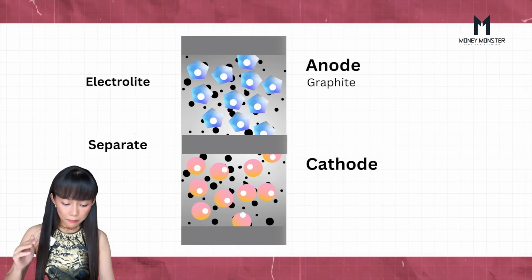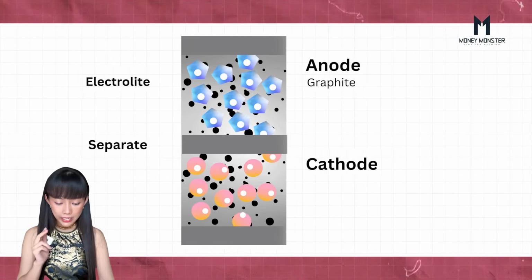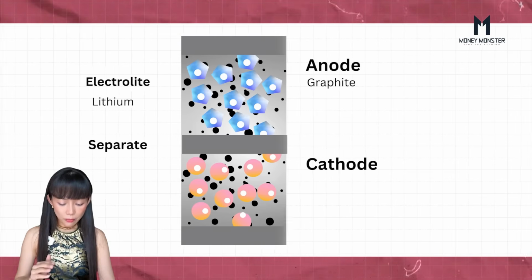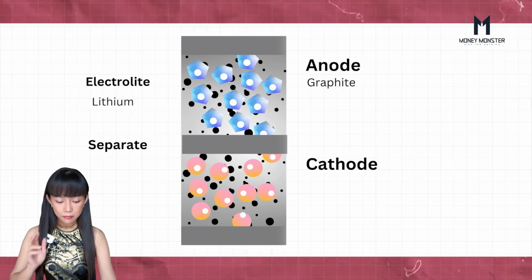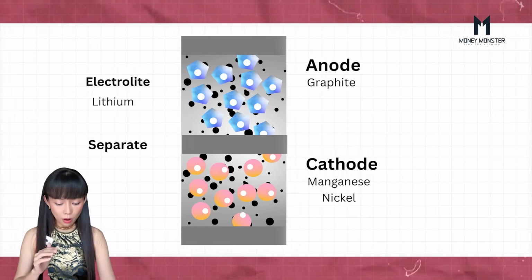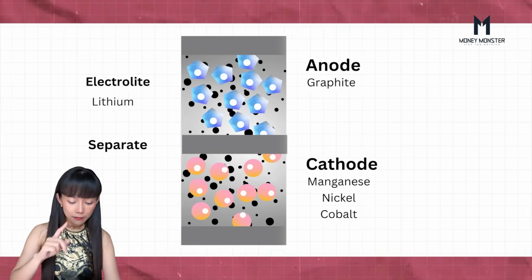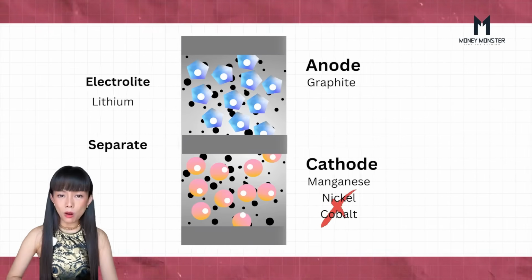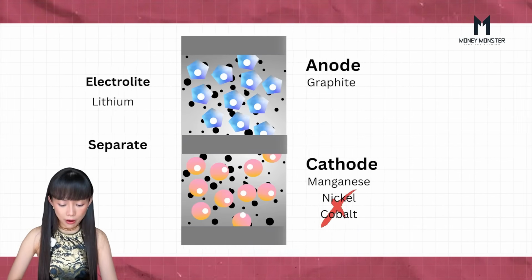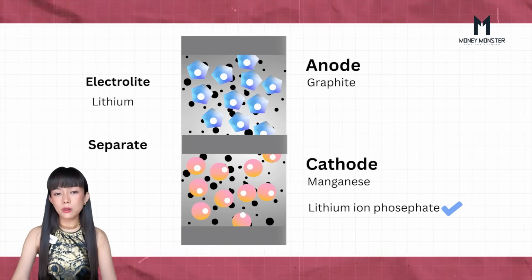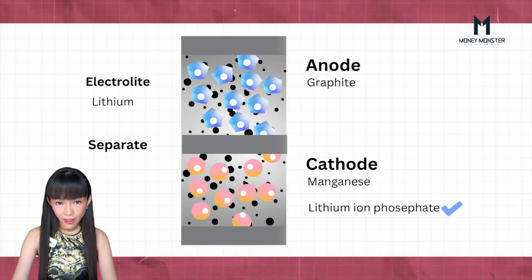The anode is made up of graphite. There's also lithium in the anode. As for the cathode, it is primarily composed of 3 minerals: manganese, nickel, and cobalt. Chinese technology is able to successfully eliminate 2 of the most expensive minerals from this group, which are nickel and cobalt, and substitute them entirely with lithium iron phosphate, or LFP.